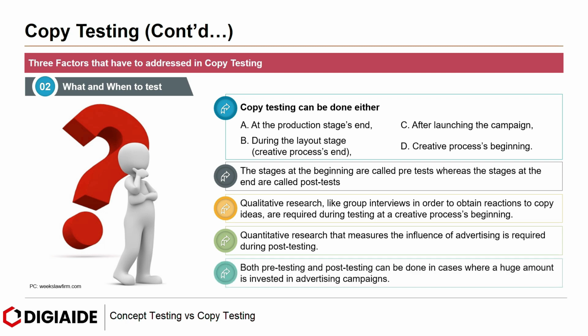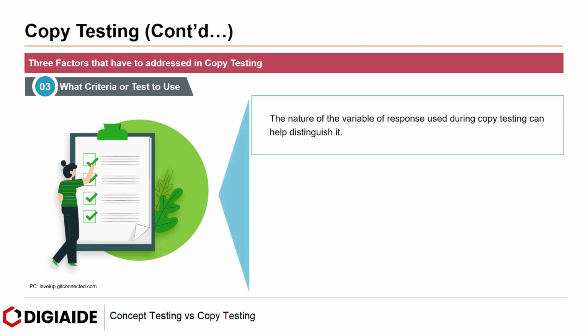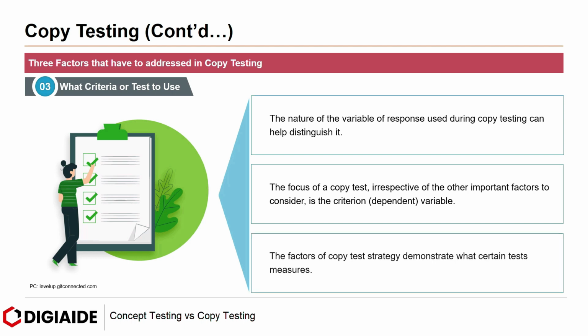Both pre-testing and post-testing can be done in cases where a huge amount is invested in advertising campaigns. Please note, pre-testing and post-testing is covered in one of our videos on advertising effectiveness. Third, what criteria or test to use? The nature of the variable of response used during copy testing can help distinguish it. The focus of a copy test, irrespective of the other important factors to consider, is the criterion or the dependent variable. The factors of copy test strategy demonstrate what a certain test measures.